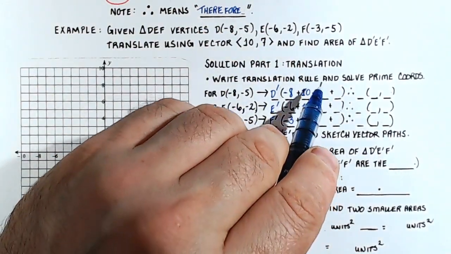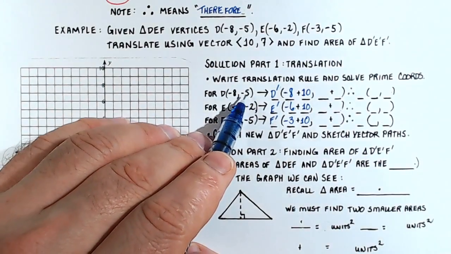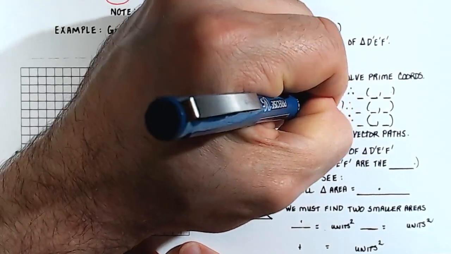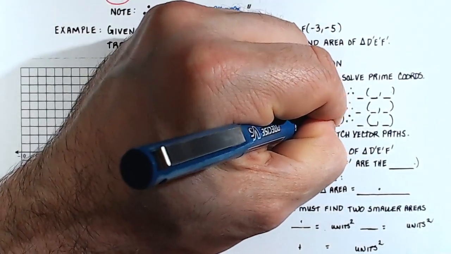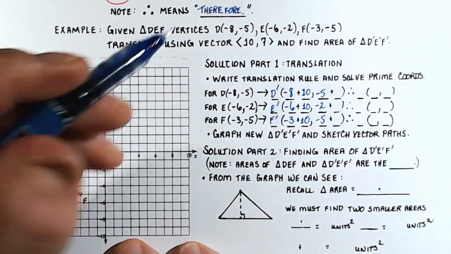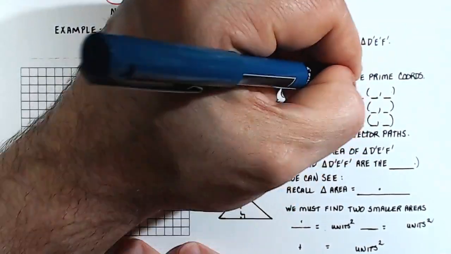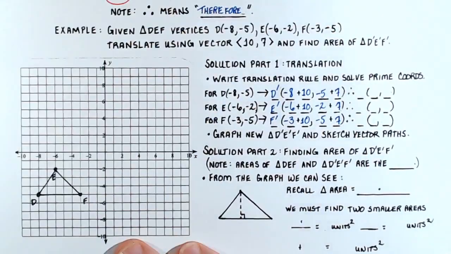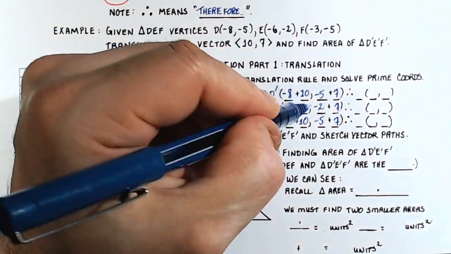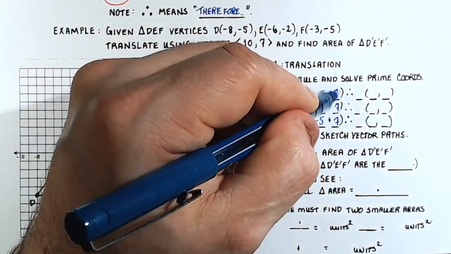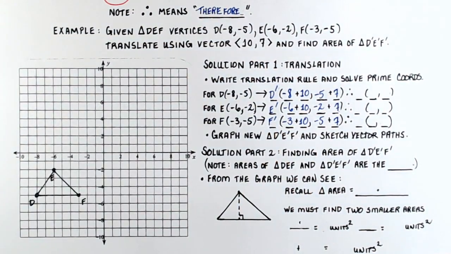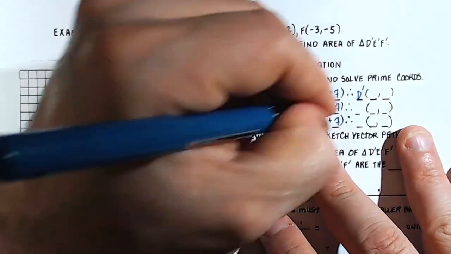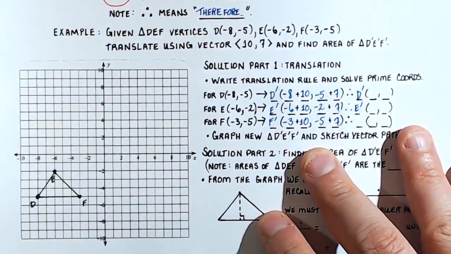Then we take the y components of the pre-image, -5, -2, -5, and we add the vertical component of the vector, 7, +7, +7. So these numbers will always be the same. Therefore, again, D prime, E prime, F prime.